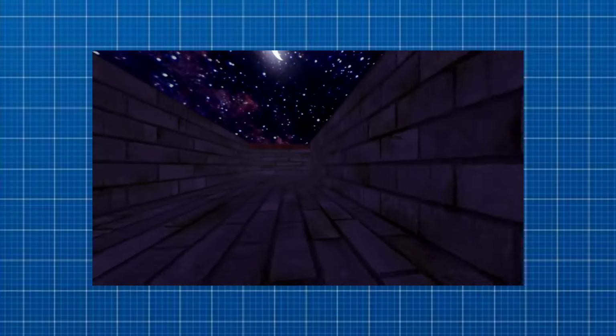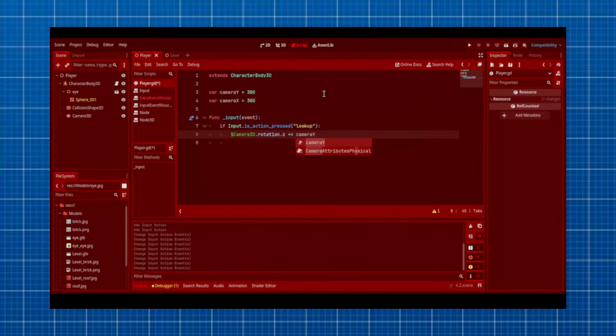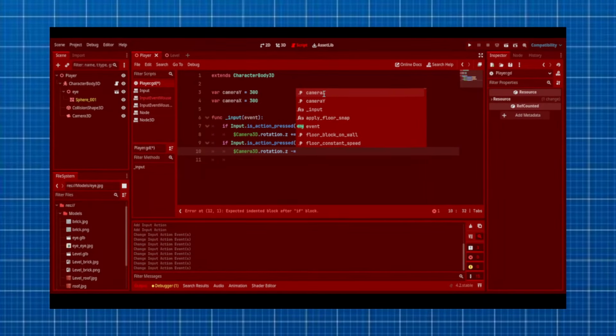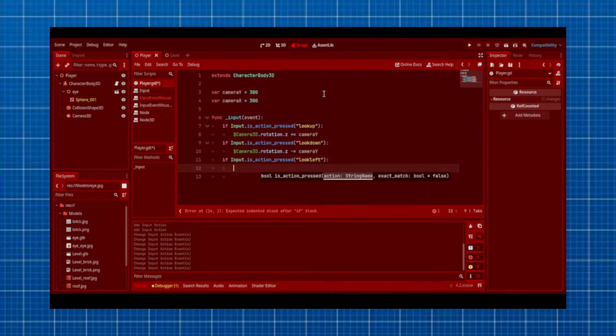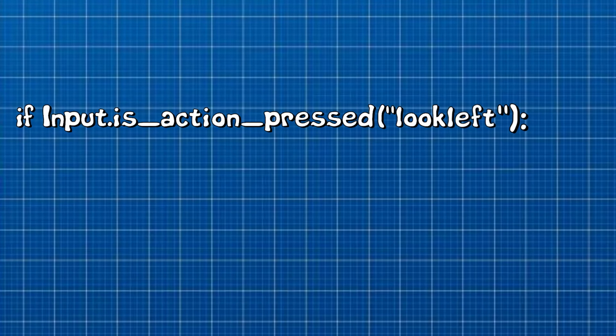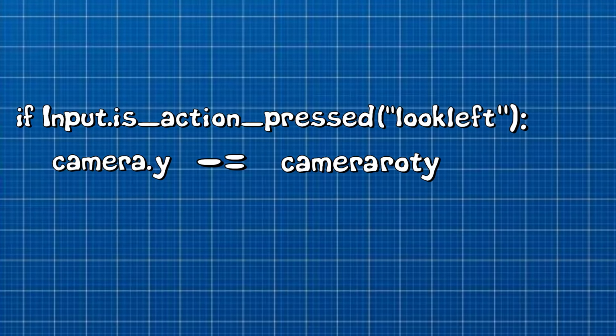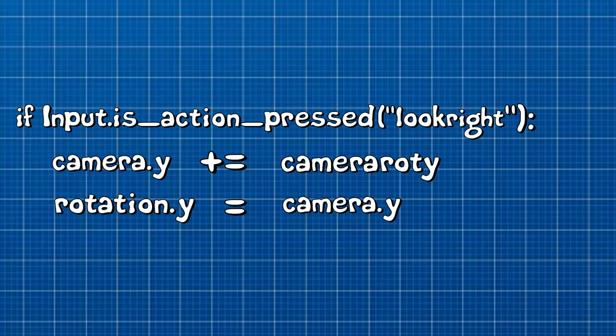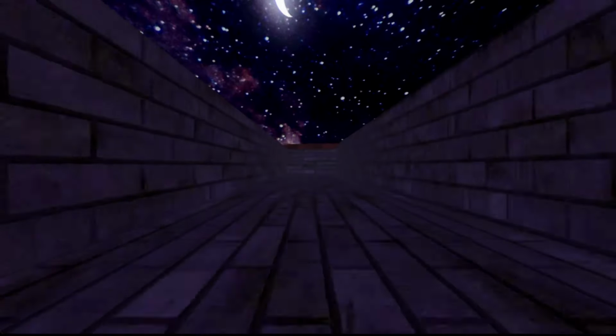Now for the rotation. Since this is a first-person game, the camera is going to be in the same position as the player, which saves us a little work. All we have to do is add some inputs for the player to rotate the camera left and right and have the game check if they're being pressed. If the player wants to rotate the camera left, then we decrease the player and camera's Y rotation. If they want to rotate it right, then we increase it. The speed at which we do so can be stored in a variable. We ain't done yet though.